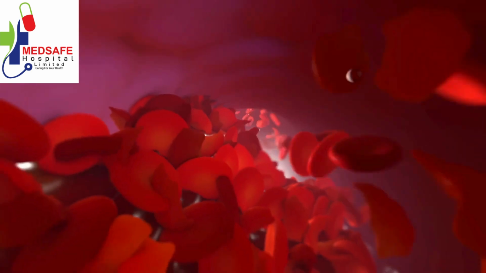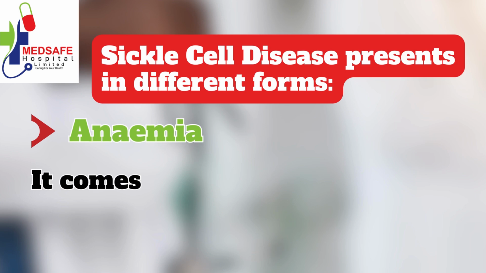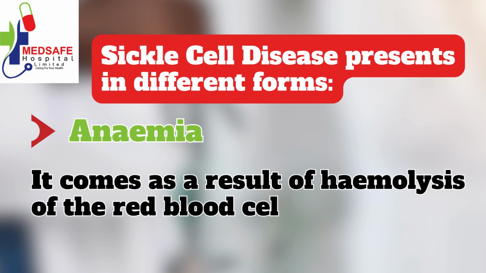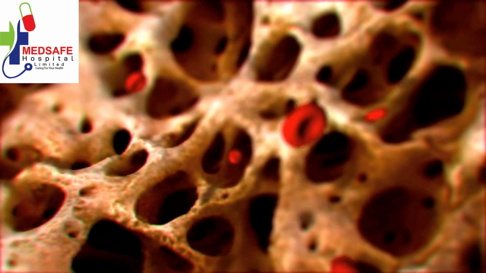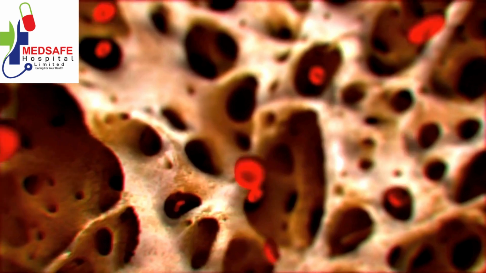The second presentation, how these people come, will be anemia. Anemia comes as a result of hemolysis of the red blood cells. Because these sickled red blood cells are fragile, they easily break. So the continuous breaking of the red blood cells presents with hemolysis, and this person comes with darker urine.